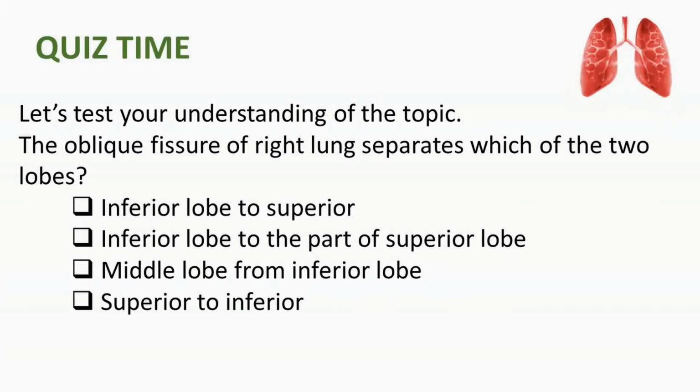Let's test your understanding of the topic. The oblique fissure of the right lung separates which of the 2 lobes? Inferior lobe to superior. Inferior lobe to the part of the superior lobe. Middle lobe from the inferior lobe. Superior to inferior.